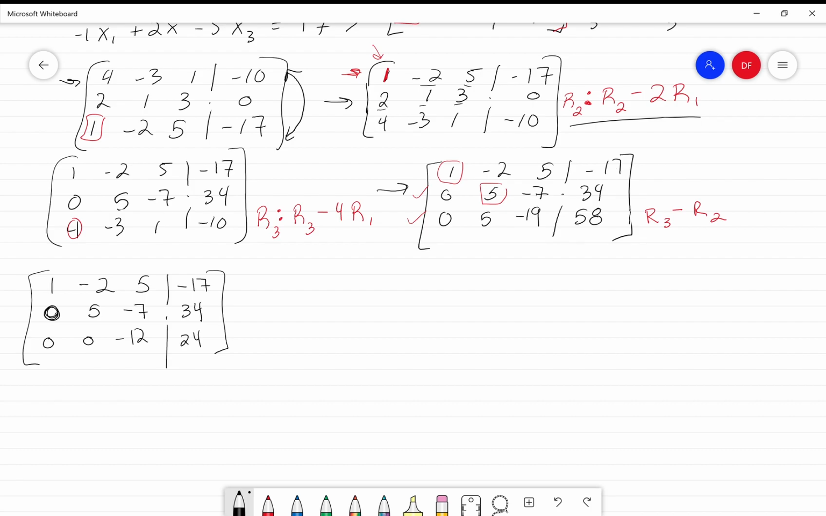So now I can do row 3, replace row 3 with negative 1 over 12 row 3, so that I get 1, negative 2, 5, negative 17, 0, 5, negative 7, 34, 0, 0, 1, negative 2.